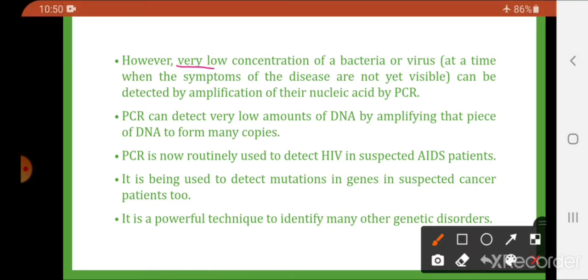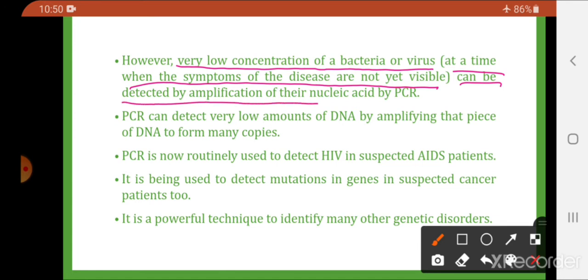However, very low concentration of bacteria or virus at the time when symptoms of the disease are not yet visible can be detected by amplification of their nucleic acid by PCR. सो अगर लो कॉन्सेंट्रेशन बैक्टीरिया का या वायरस का पैथोजन का बॉडी में कम होता है, कब कम होगा कि जब तक सिम्टम्स आए भी नहीं है. ये टाइम पे अगर हम न्यूक्लिक एसिड्स को PCR की टेक्निक से एम्पलीफाई करेंगे देन अर्ली डायग्नोसिस कुड बी पॉसिबल.